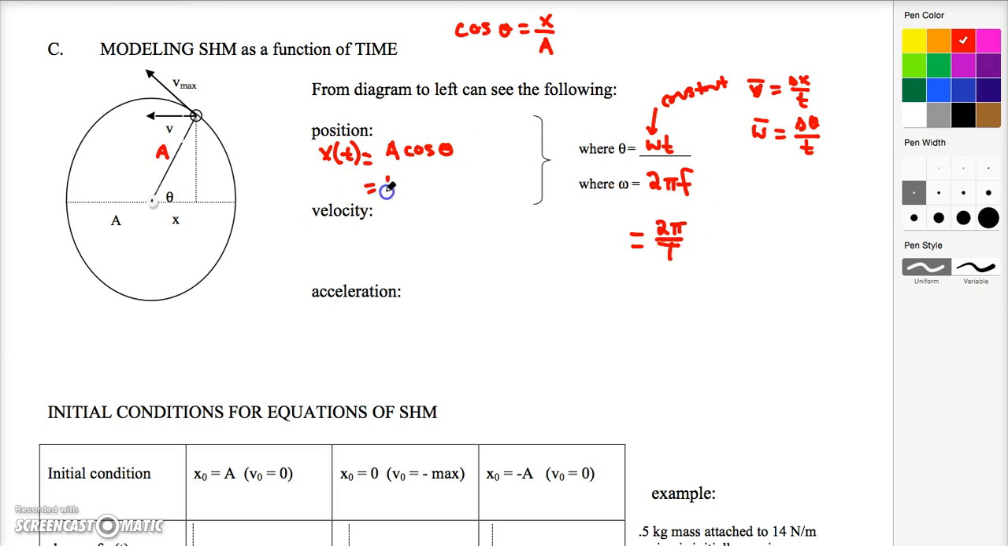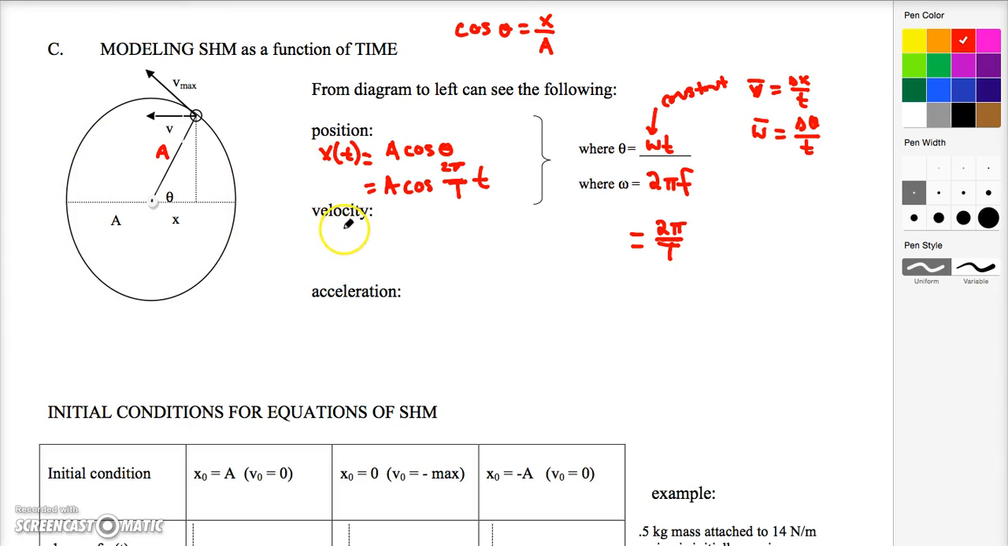So essentially this becomes A times cosine. I'm going to substitute ωt in for that, and then also substitute ω as 2π over T. So I get 2π over T, that's my period, times t. And so this is my position as a function of time for any time t. A is the amplitude, so that's the radius of the circle, and T is the period, for how long it takes to go around one complete revolution.